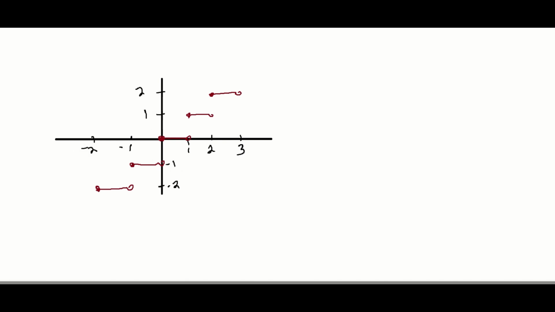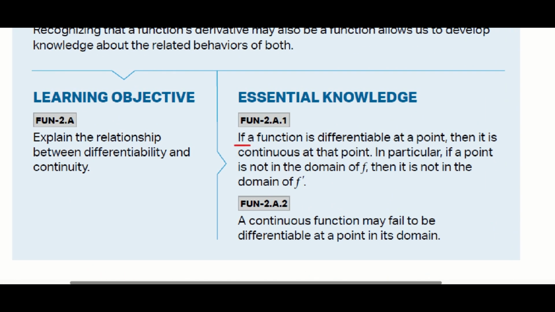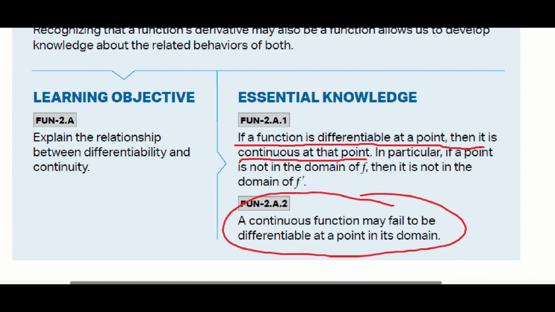Can you recall what the greatest integer function looks like and draw a rough sketch of the graph? The greatest integer function is not continuous at x equals 0. In fact, it's not continuous at any integer, so it's not differentiable at x equals 0. Although it's true that if a function is differentiable at a point, then it's continuous at that point, the converse is not true.